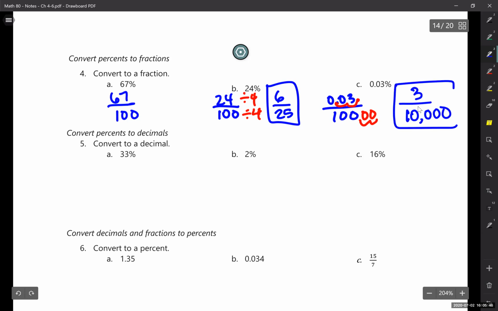3/10,000. You don't need that comma. I'm just putting it there just so it's obvious to you how many zeros I wrote. So 3/10,000 is the answer for C. And 3 does not go into 10,000.